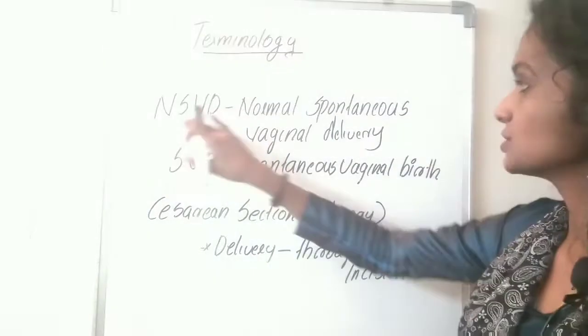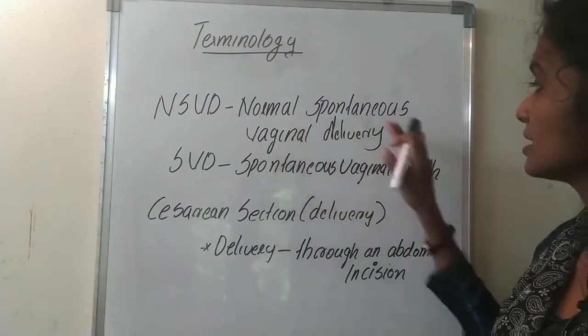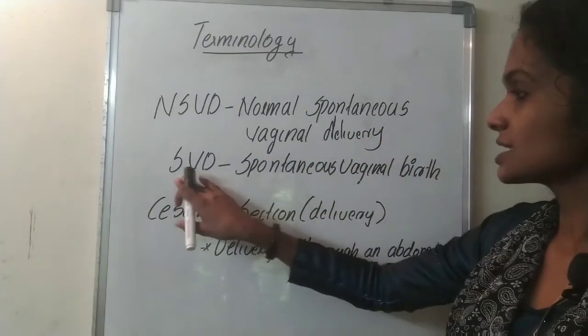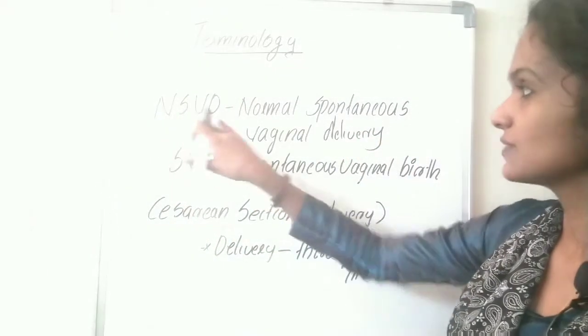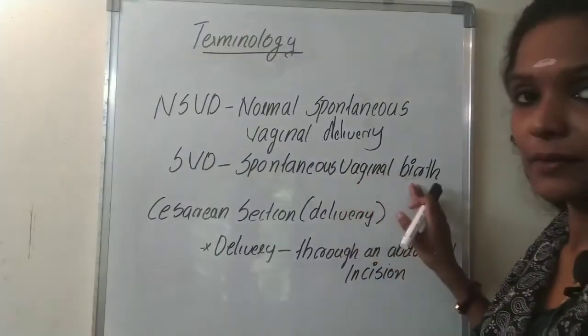NSVD. NSVD is used for normal spontaneous vaginal delivery. And another is SVD. SVD is the same as NSVD, that is spontaneous vaginal birth.